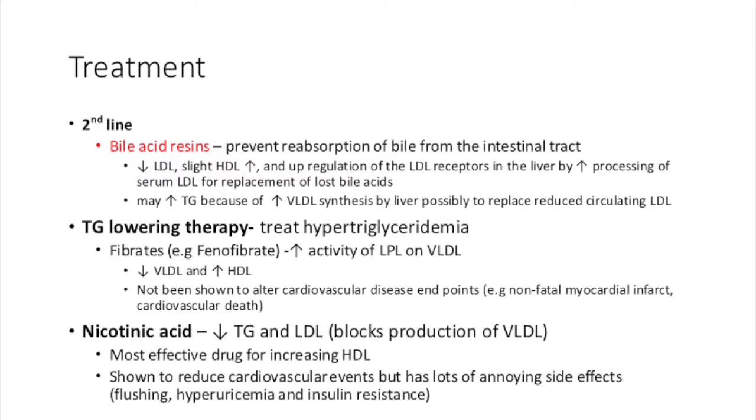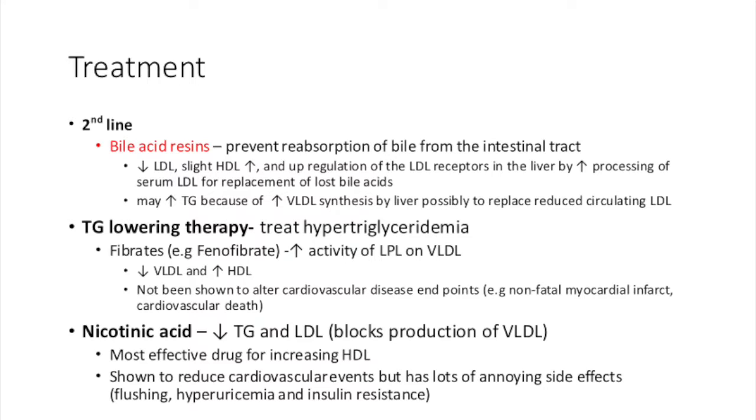Another second-line agent would be your bile acid resins, and these agents prevent reabsorption of bile from the intestinal tract. They can lead to decreased LDL, slight increase in HDLs, and upregulation of LDL receptors in the liver by increasing processing of LDLs for replacement of lost bile acids. They may increase triglycerides because of the increased VLDL synthesis by the liver, possibly to replace the reduced LDL to help supplement the cholesterol needs of the body.